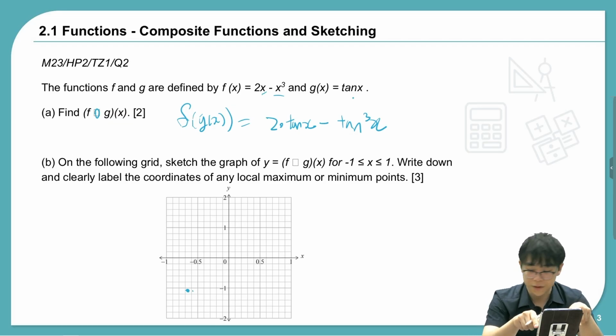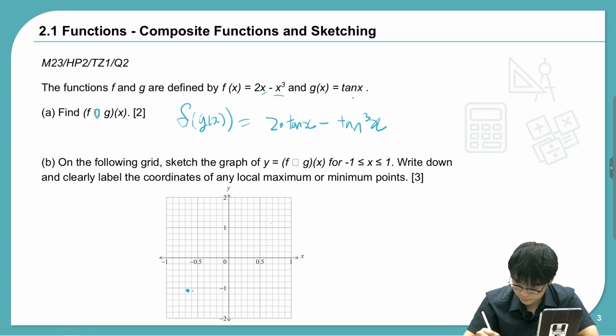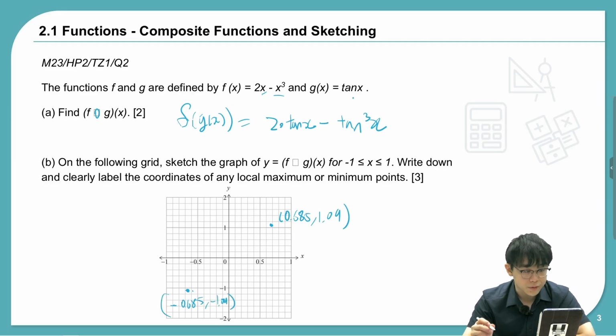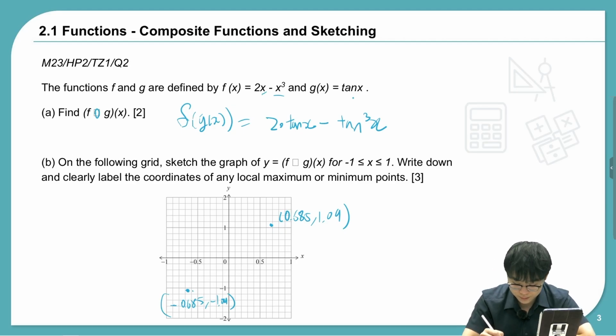And this seems like an odd function, right? So if you find the maximum point, we're going to get a similar mirror image. So we're going to get 0.685 and then 1.09. Okay, so this is what you get here. So we're going to label this as 0.685, 1.09, negative 0.685, and negative 1.09. Okay, and then we pass through the origin, and our x-intercepts are between -1 and 1. So this is what we're going to get.